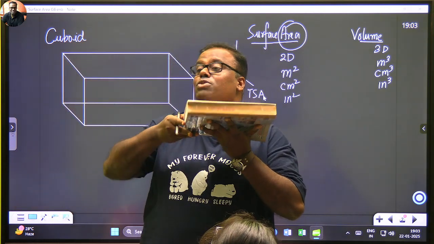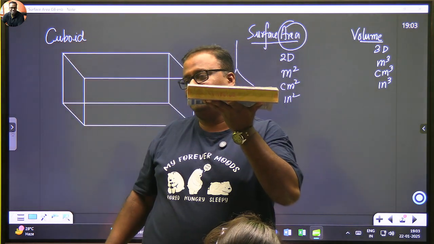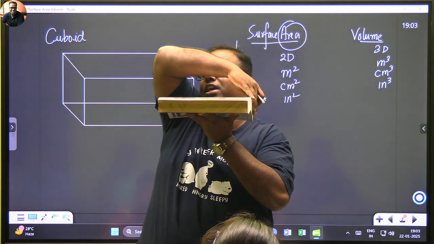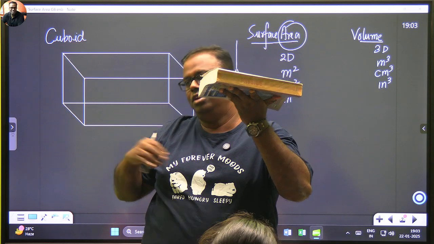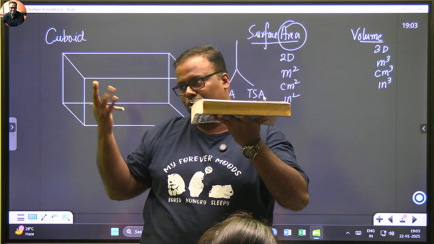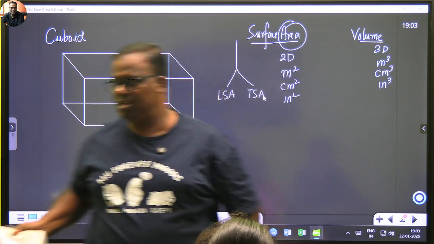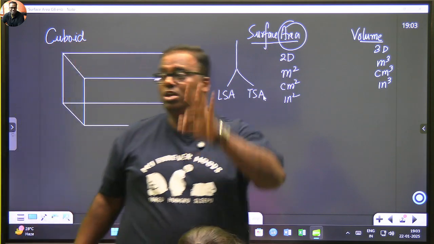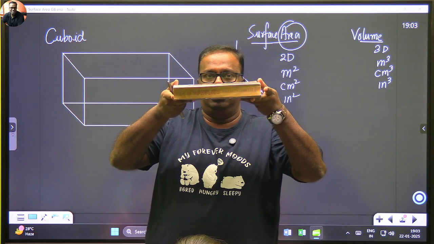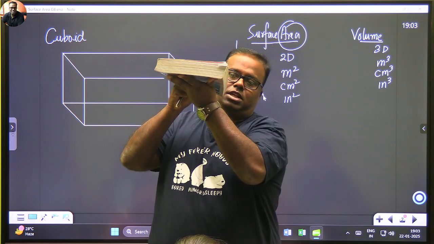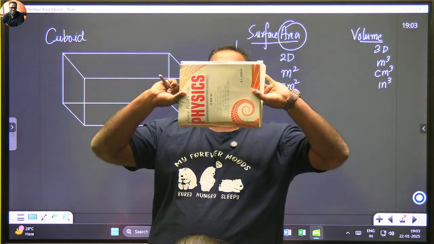So first of all, try to see how many faces it has. Left, right, 2 gone. Top, bottom, 2 gone. Front, back, 2 gone. 6 faces. That means 6 faces will contribute to 6 types of areas. Do you agree? And each face is like a rectangle. If you see from here, it's a rectangle. If you see this way, it's a rectangle. If you see this way, it's a rectangle.